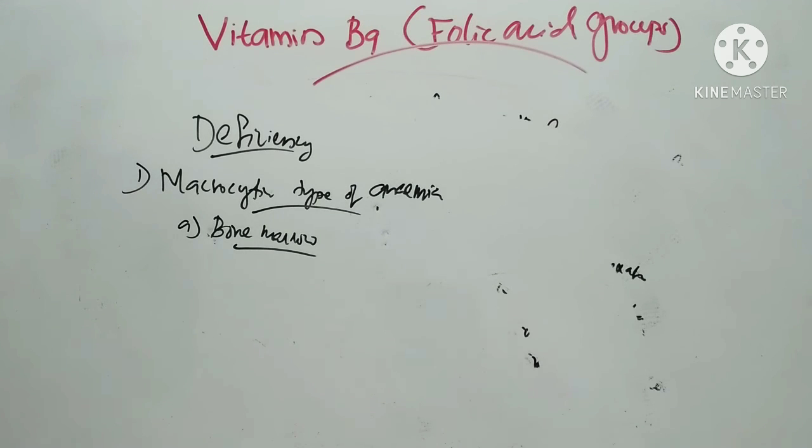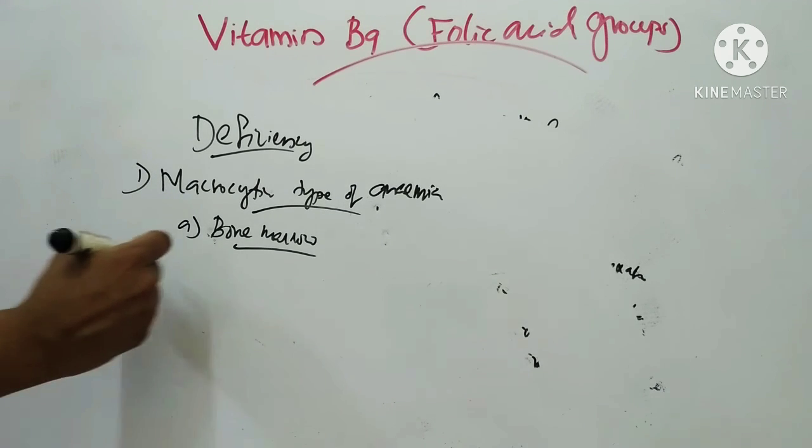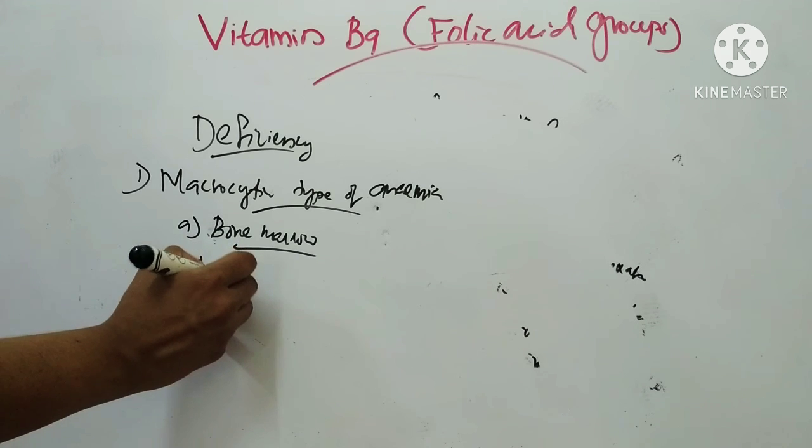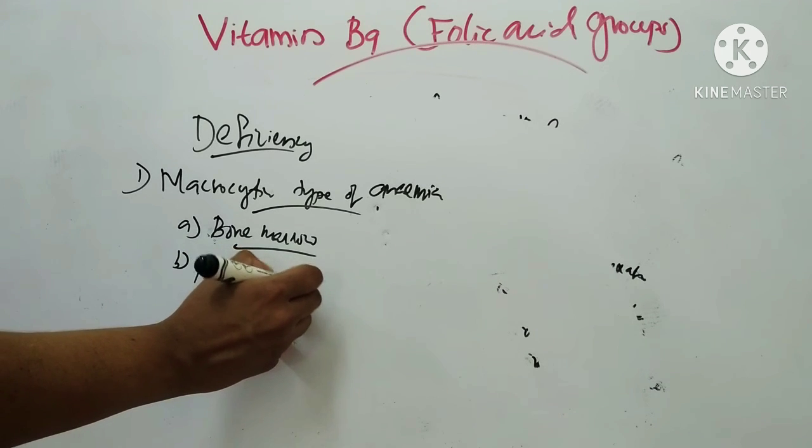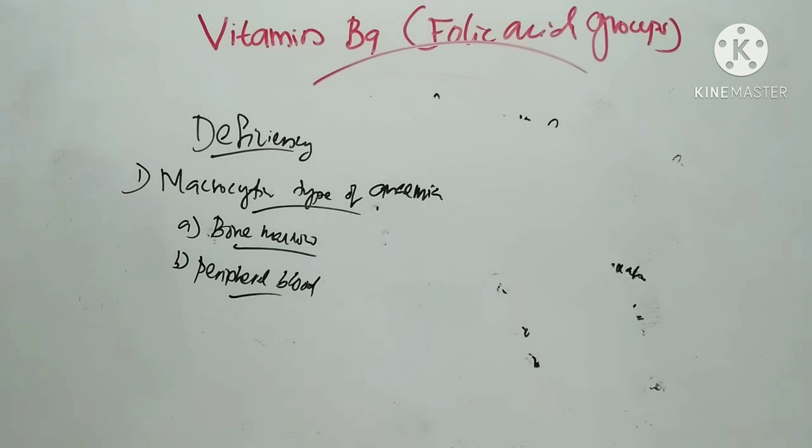Then next one is the peripheral blood picture. In the peripheral blood picture, it's characterized by a macrocytic type of anemia, then granulocytopenia and thrombocytopenia. This depends on the degree of deficiency of the enzyme. Next one is degree of deficiency of the vitamin. Next one is clinical conditions.